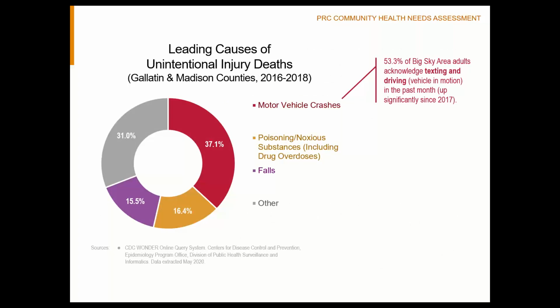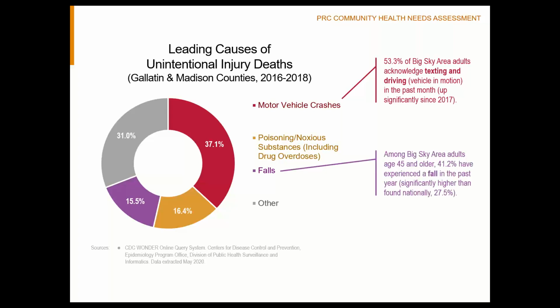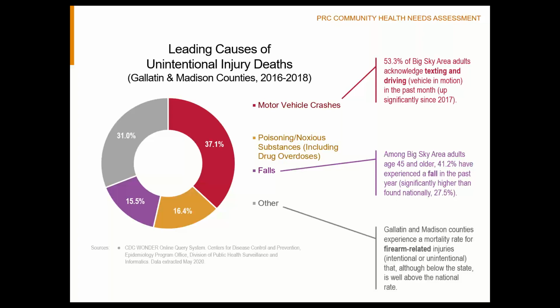Now I'm going to share 3 different types of unintentional injury or accidents, including motor vehicle, poisoning, noxious substances, which includes drug overdoses, and falls, and then other, which is actually less than 3% of any one cause makes up our other category. So motor vehicle accidents is a leading contributor relative to that.